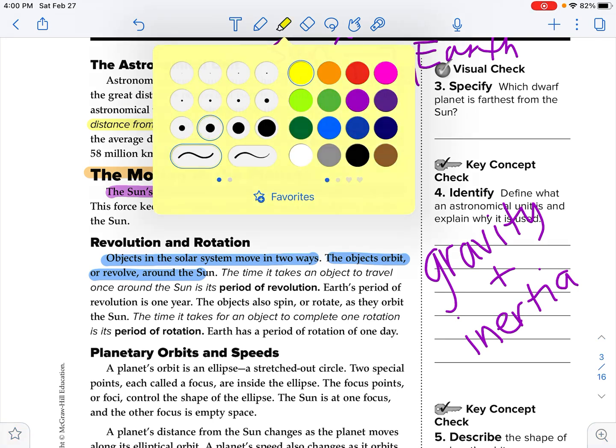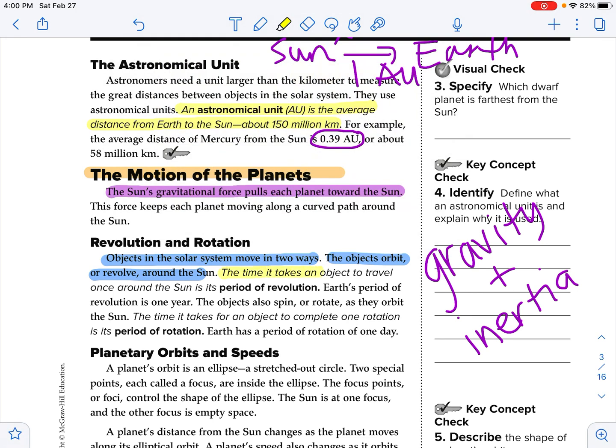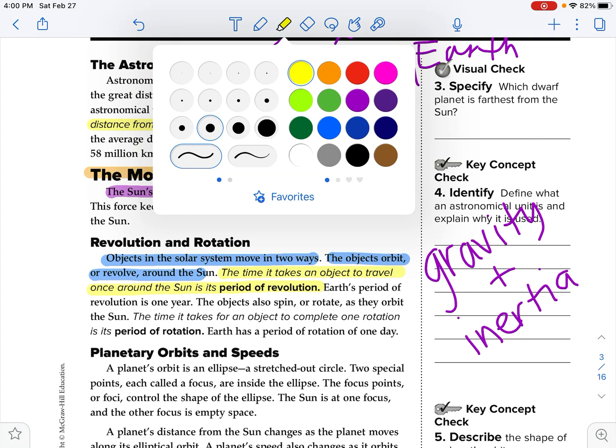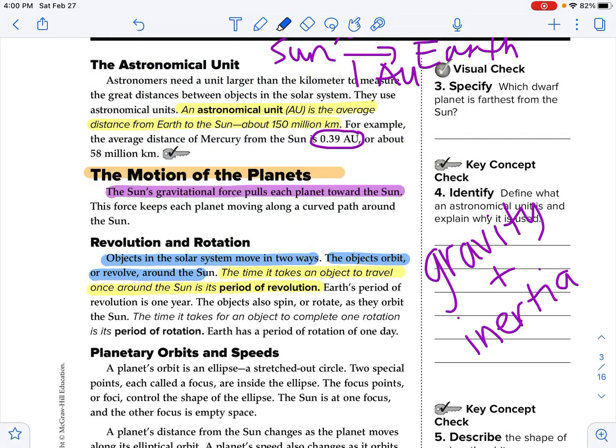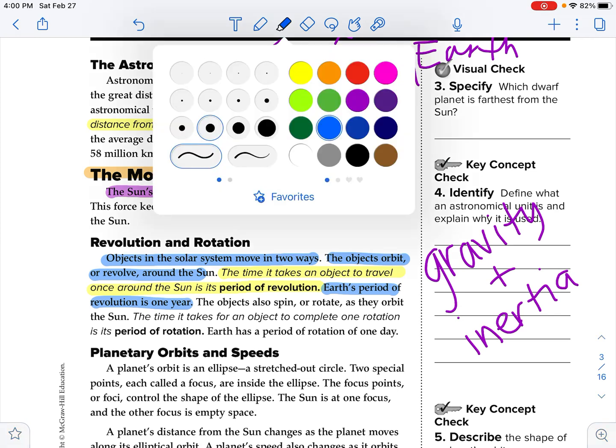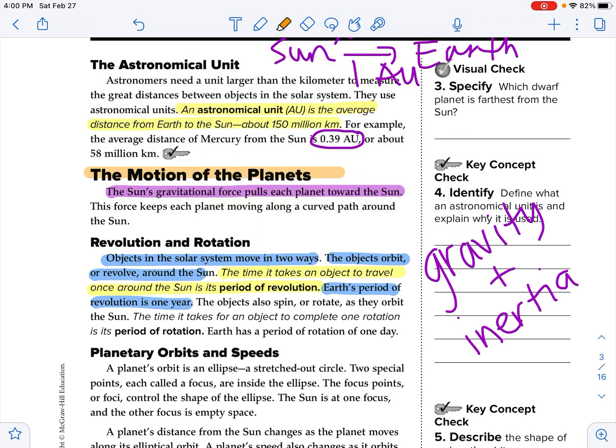So I see a vocab word here, so I'm going to switch it out. The time it takes an object to travel once around the sun is its period of revolution. Earth's period of revolution is 1 year. We know that. Okay. All right, so then we also have our second motion. So we know that revolution and rotation are the two motions. Okay, so the objects also spin or rotate as they orbit the sun.